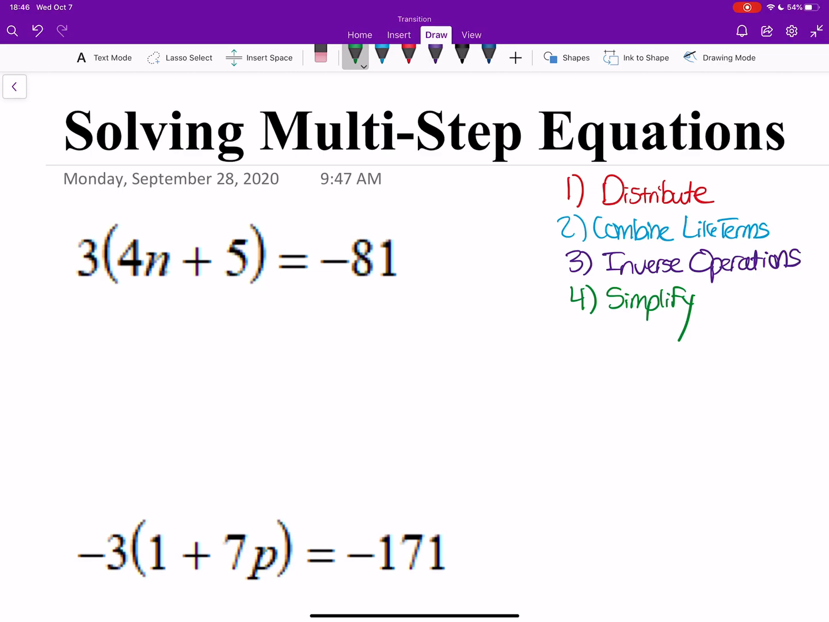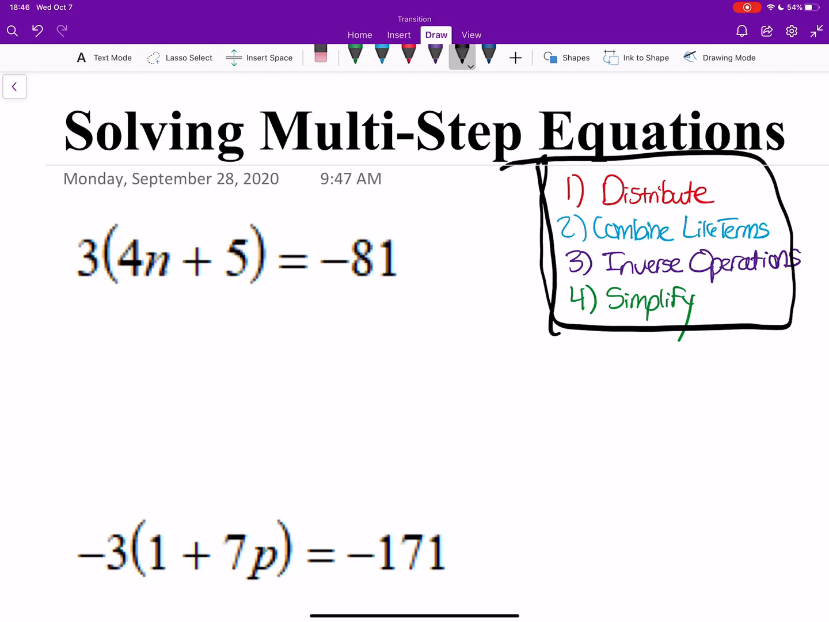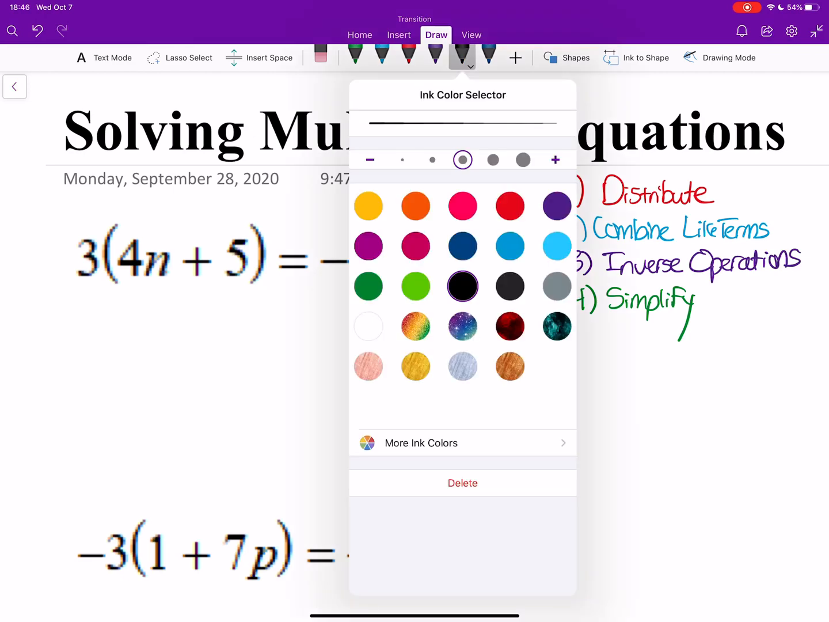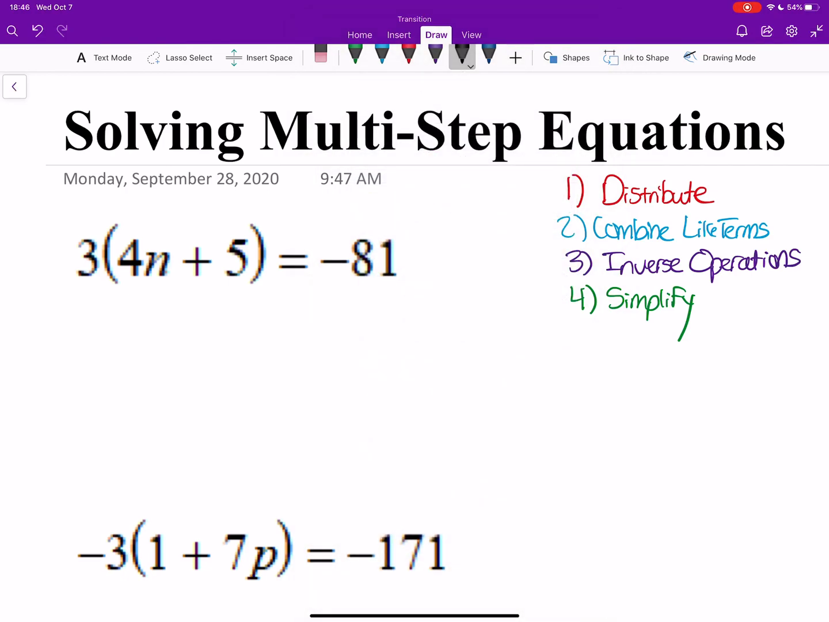Okay? So I listed here in the top right-hand corner the general steps that we're talking about when solving multi-step equations. Remember, the main idea is that we just want to get the variable we're solving for by itself on one side of the equal sign. I will also note before I begin that whatever I do to one side of the equation, I must do to the other, in order to keep the equation balanced.